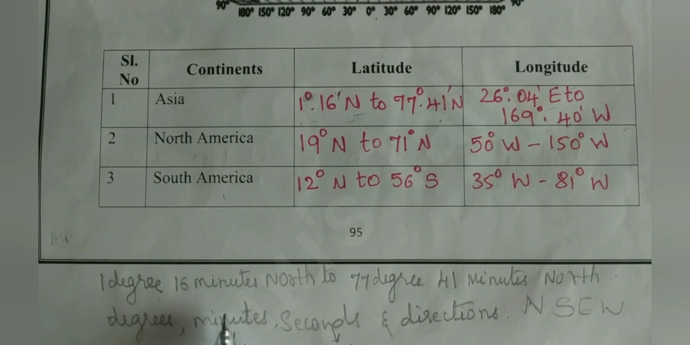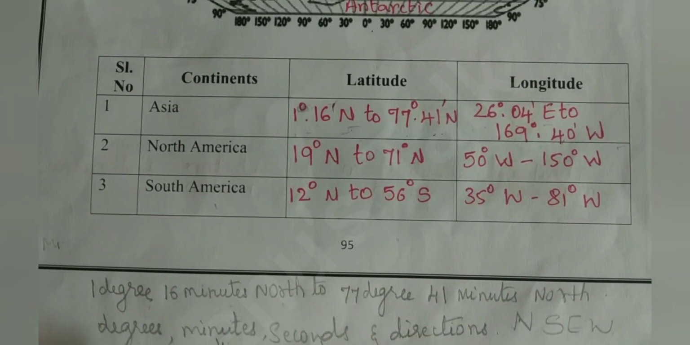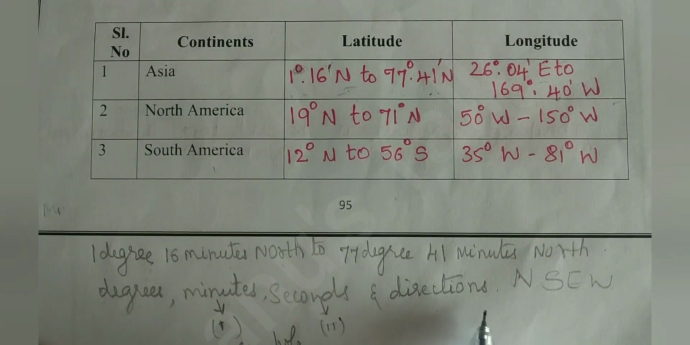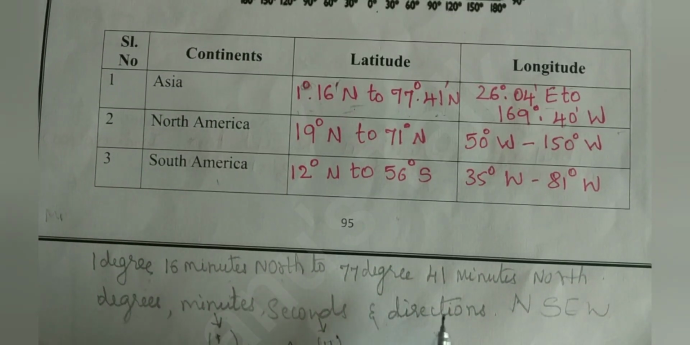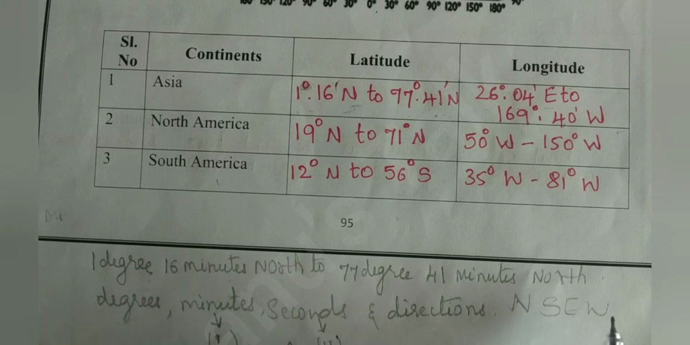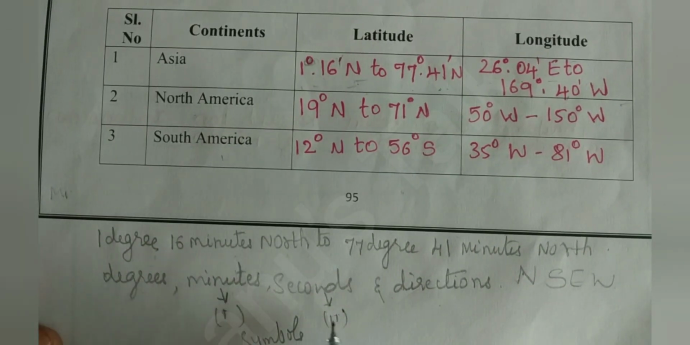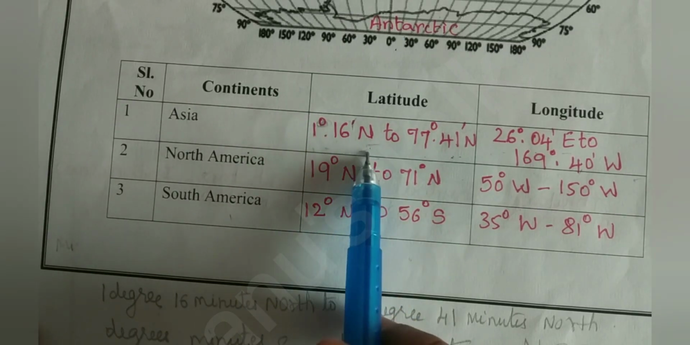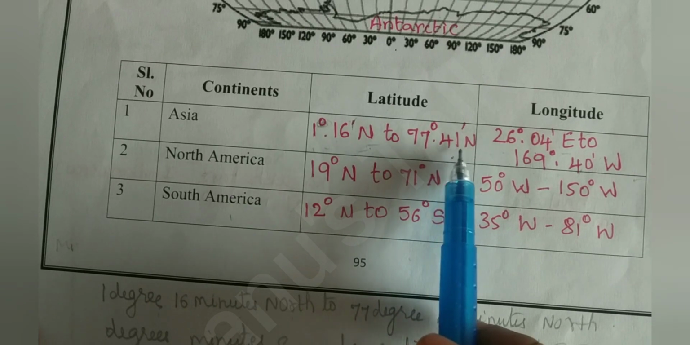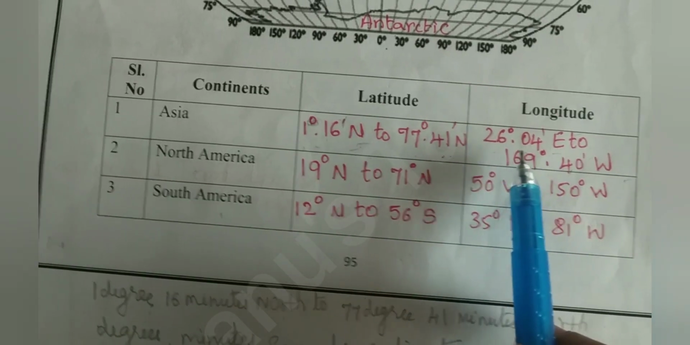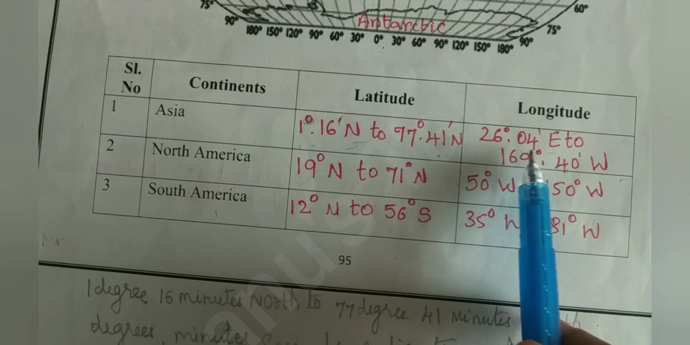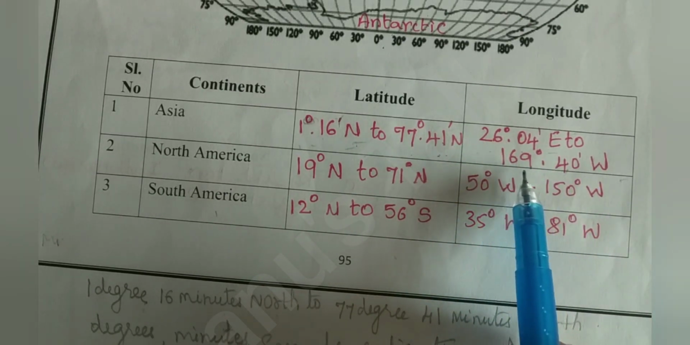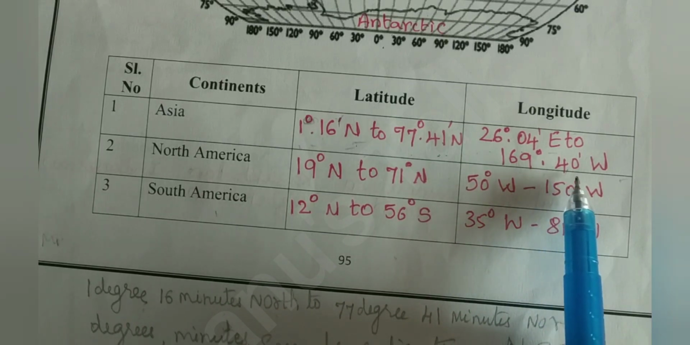So how we read is, latitudes and longitudes we have to read in degrees, minutes, seconds and directions. You know the abbreviation of north, east, south and west, that is NSEW. N for north, S for south, E for east and W for west. If there is 1 line on top, it is a minute, and if 2 small lines, it is seconds, right? So now how to read: 1 degree 16 minutes north to 77 degree 41 minutes north. Longitude 26 degree 0.04 minutes east to 169 degree 0.40 minutes west.